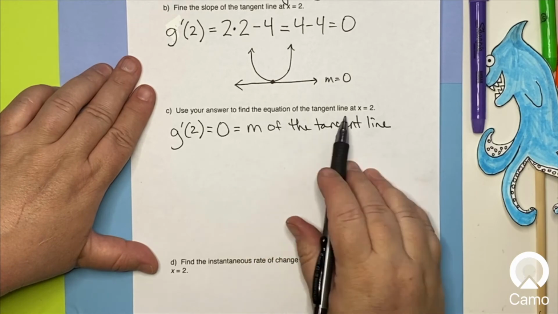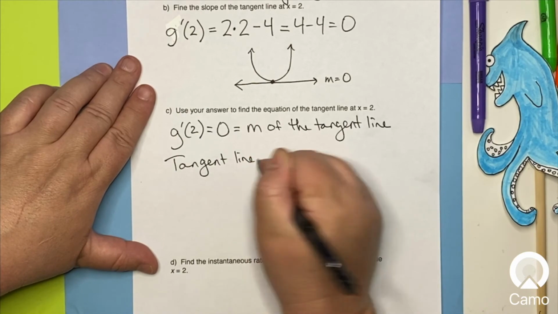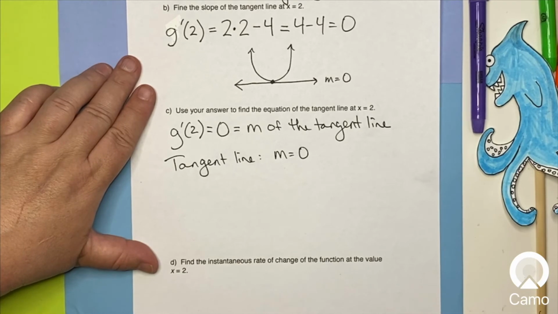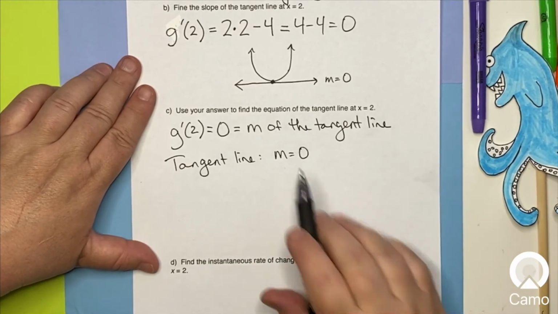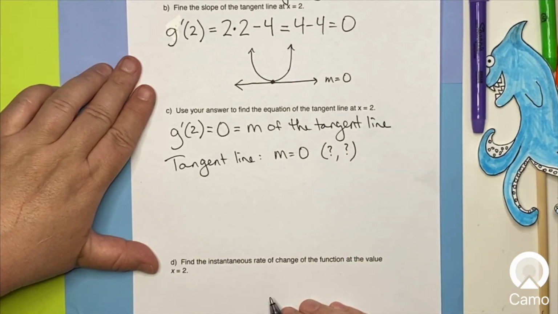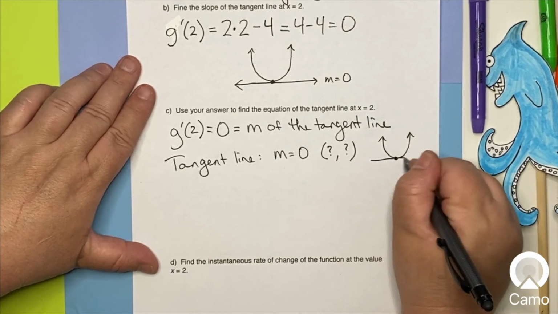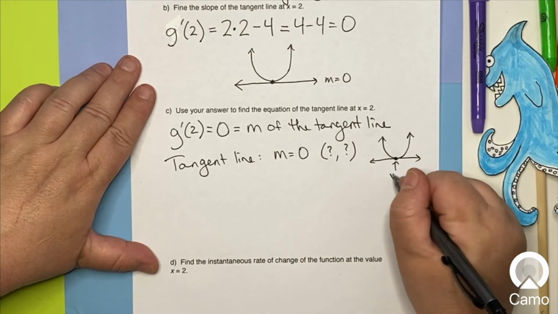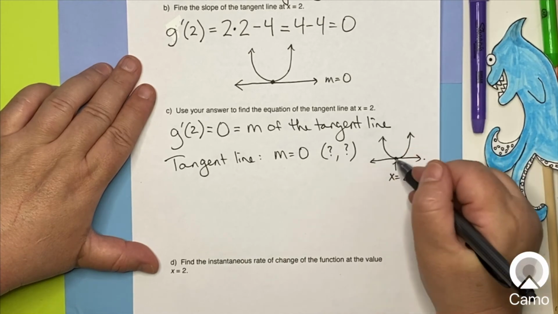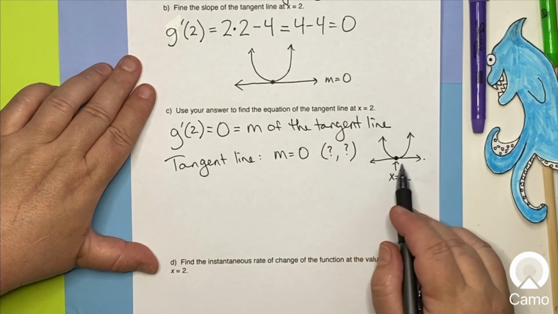To find the equation of the tangent line, I need a slope, but what else do I need to get the equation of a tangent line? Or any line, really. Any line, I need a slope and I need a point. Now, what's happening at this point? So we know that right there, x equals 2, right? And we know that the tangent line is sitting there and the curve itself is there. And that point is on the tangent and the curve.